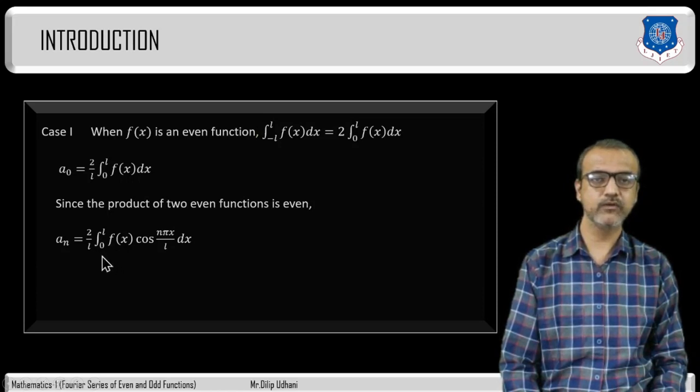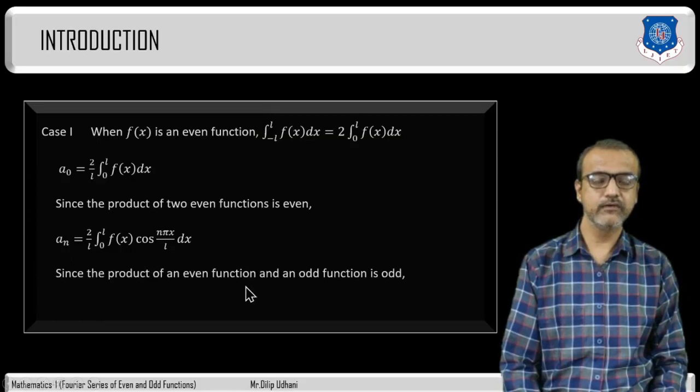So integration from -L to L of f(x) cos(n pi x/L) dx will become 2 times integration from 0 to L of f(x) cos(n pi x/L) dx, and this 1/L will be as it is. So this is the formula of an. Since the product of an even function and an odd function is an odd function, we have bn = 0.